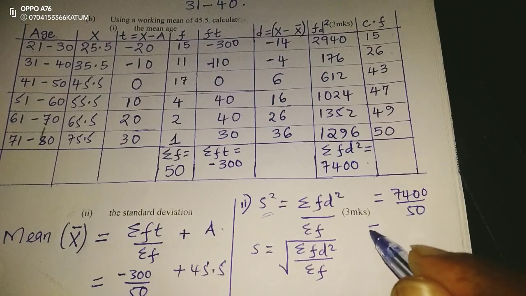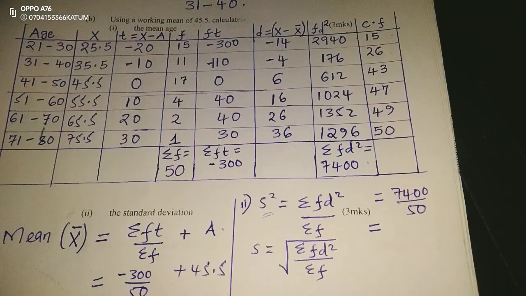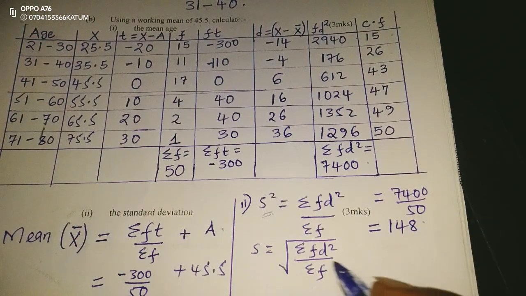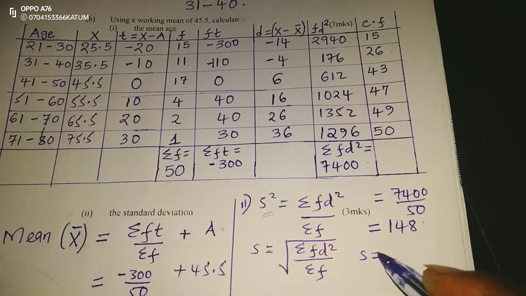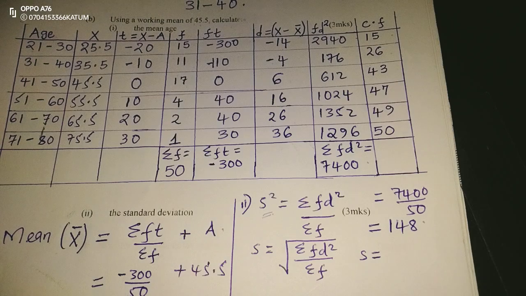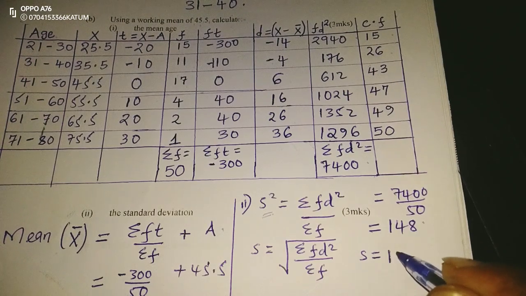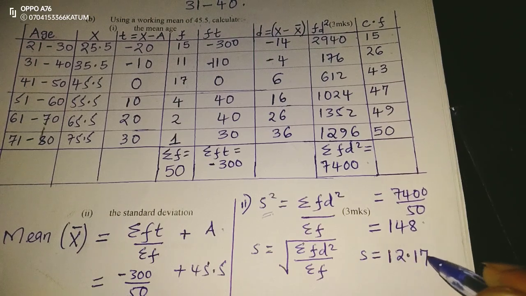This is going to give us 148. Then now, to get standard deviation, we need to take the square root of the variance. So we obtain the square root, and to 4 significant figures, I will have 12.17.